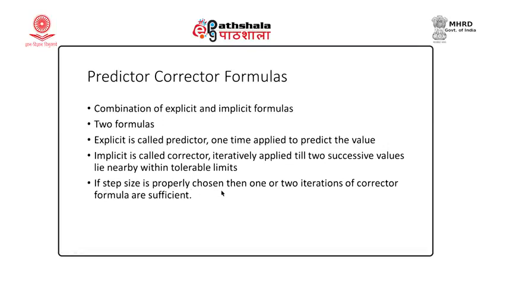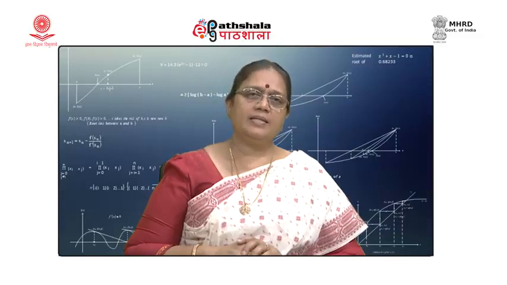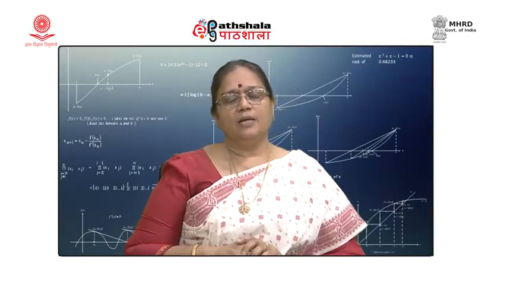If the step size is properly chosen, then one need not go beyond 1 or 2 iterations; the value stabilizes and you get the answer correct to a number of decimal places. If it does not stabilize after 2 iterations, that means the step size chosen is not proper, and one has to reduce the step size and work further. The corrector formula is more accurate than the predictor formula, so the estimate normally stabilizes after 1 iteration or at most 2. If it is not stabilizing, the step size h has to be reduced and the work redone.